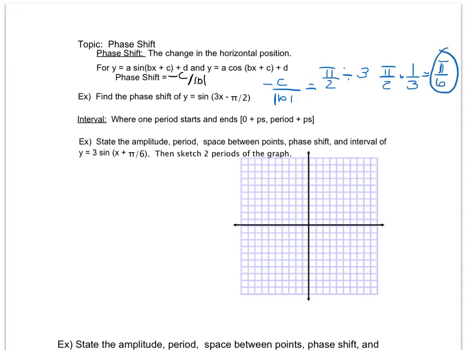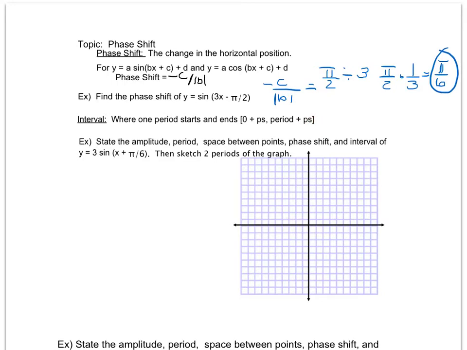So what does that mean? Well, that means instead of starting at an x value of 0, I'm going to shift right a distance of pi over 6, and that's where I'm going to start when I graph this function. So, oftentimes associated with the phase shift is the new interval. The interval is just going to be where one period starts and ends. So we're going to take our typical interval, which starts at 0 and goes the distance of our period, whether that's 2 pi or something else, because there's a b that changes our period, and we're just going to add our phase shift to it.